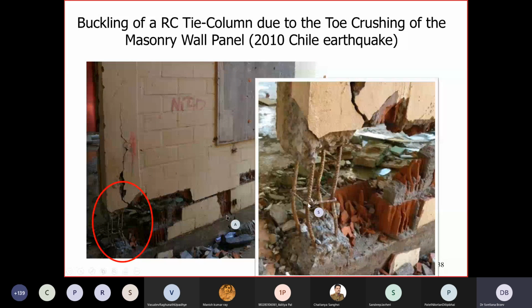In Chile, they used very small size of ties, and in some cases at a relatively large spacing. And that caused damage of some of the confined masonry in some buildings. You can also see that these multi-perforated blocks crushed completely in this area. This is very typical for confined masonry and for masonry in general, to have significant damage at the base of the wall. We call it toe. So it is called toe crushing.